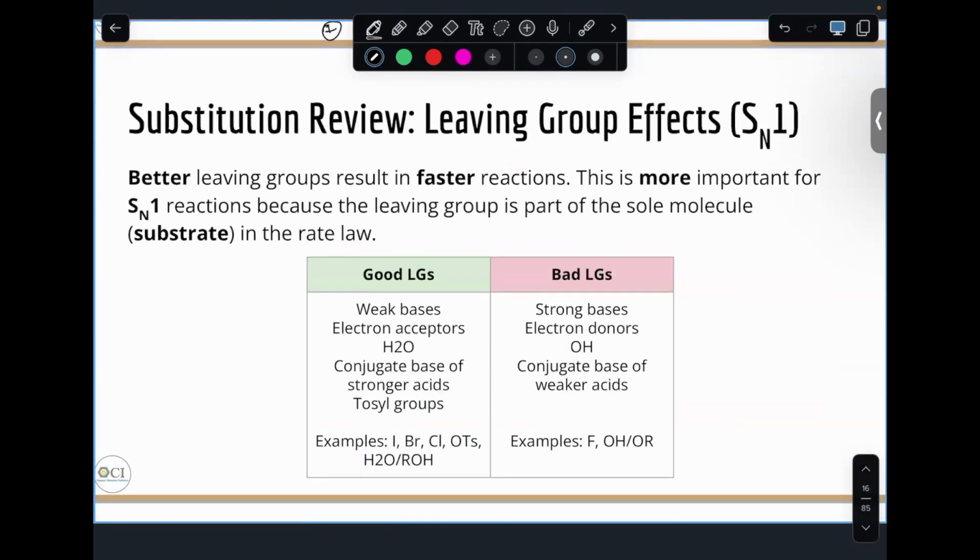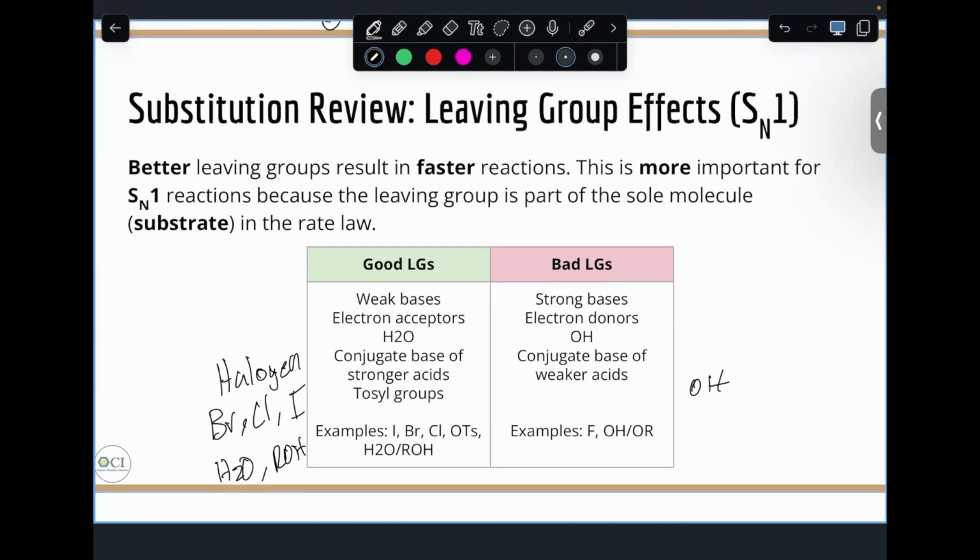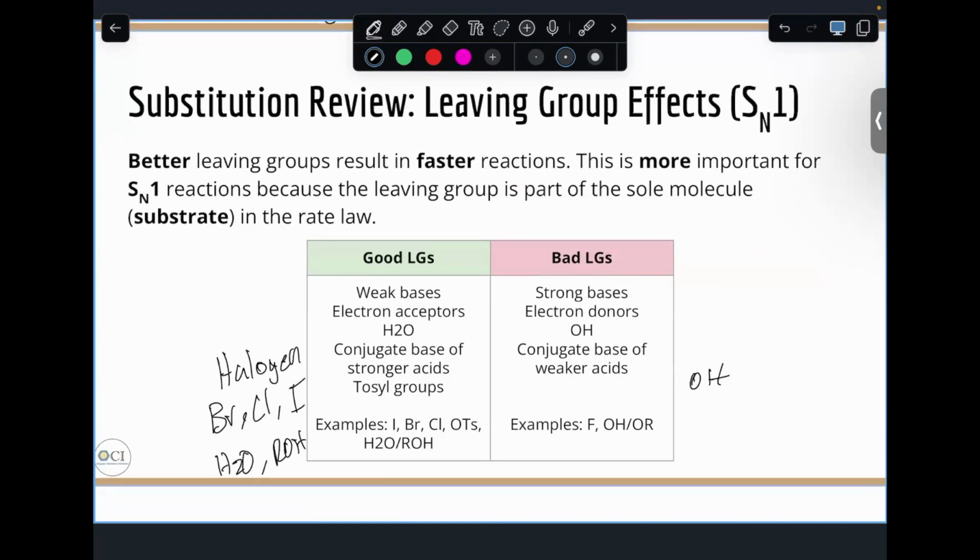Leaving group effects. Bad leaving groups, OH, again, same thing. Typically, OH will be our key bad leaving group. It's the thing you'll most often see. And good leaving groups are like halogens. You'll most commonly see Br, Cl, I. H2O is good, or ROH. And better leaving groups result in faster reactions because they'll form the carbocation faster.